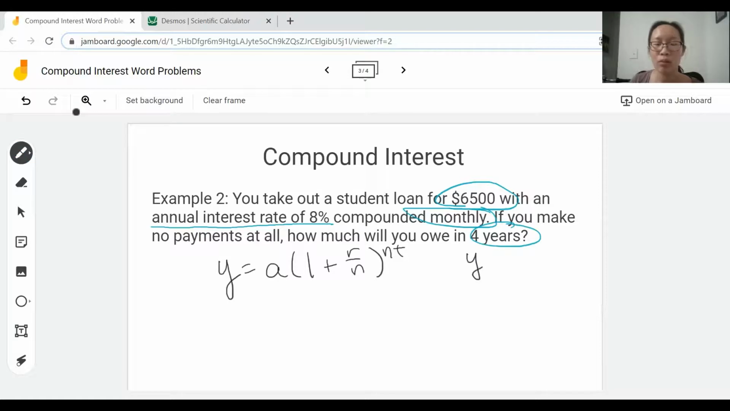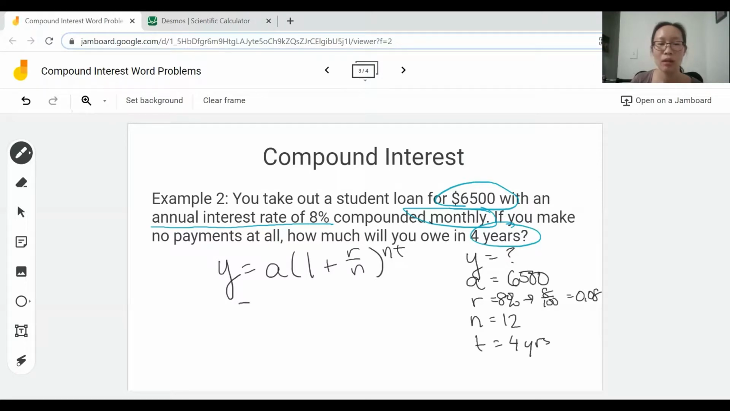My y is my total amount in the account, which I don't know. That's what I'm trying to find. My a is my initial amount, which is the $6,500. My r is 8%, which when I convert it to a decimal is 0.08. And my n, I'm compounding monthly. So how many months are there in a year? There's 12. And finally, the t is time, and that's 4 years. So now I can fill out all of this information as 6,500 times 1 plus 0.08 over 12, raised to the 12 times 4. I'll put that all into the calculator.